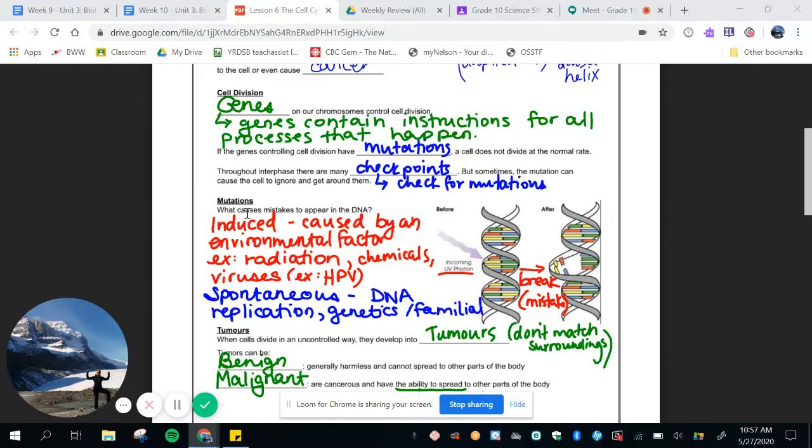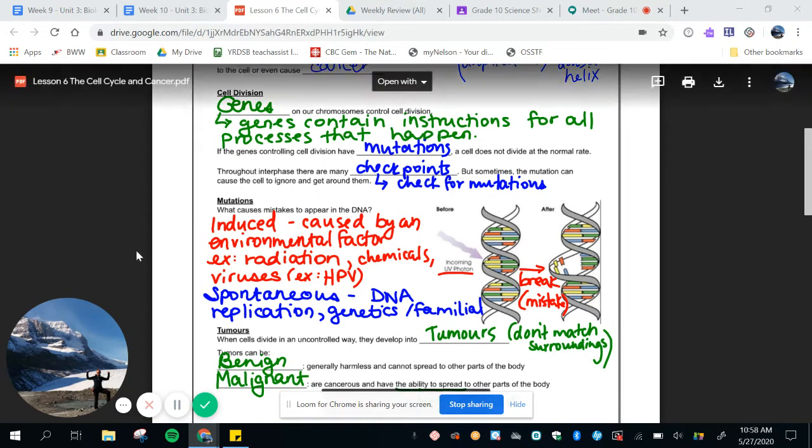Mutations are mistakes to the DNA, like I mentioned earlier, and they kind of fall under these two categories, induced or spontaneous. Induced meaning that they're caused by something external, some type of environmental factor. So examples that you might have heard of, radiation, such as UV radiation from the sunlight. Different chemicals can cause mutations to the DNA. So for example, in cigarette smoke, there's lots of chemicals in there that are known to actually cause damage to DNA.